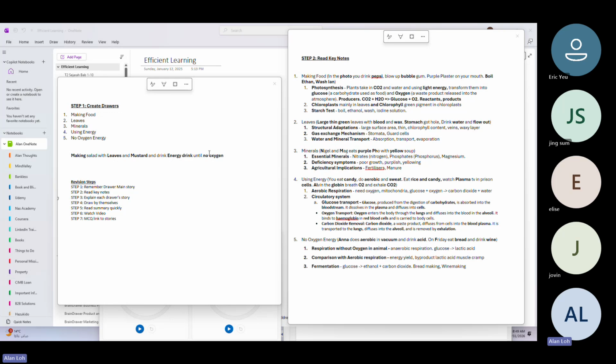Right. Now, this is the third step. The step is not done yet. This is the story. But are you able to explain the story based on the textbook content? So in the photo, you drink Pepsi. What does it mean? This photo is to help you to remember photosynthesis. And you drink Pepsi. Pepsi is something with carbonate.